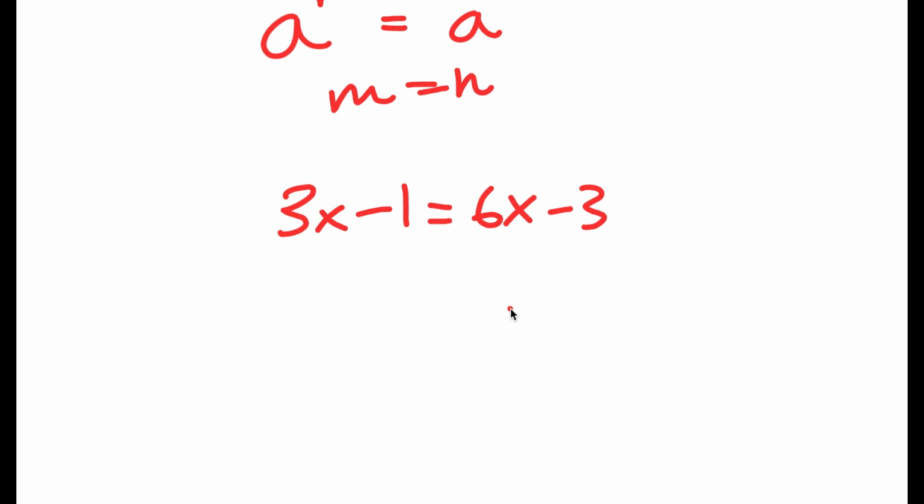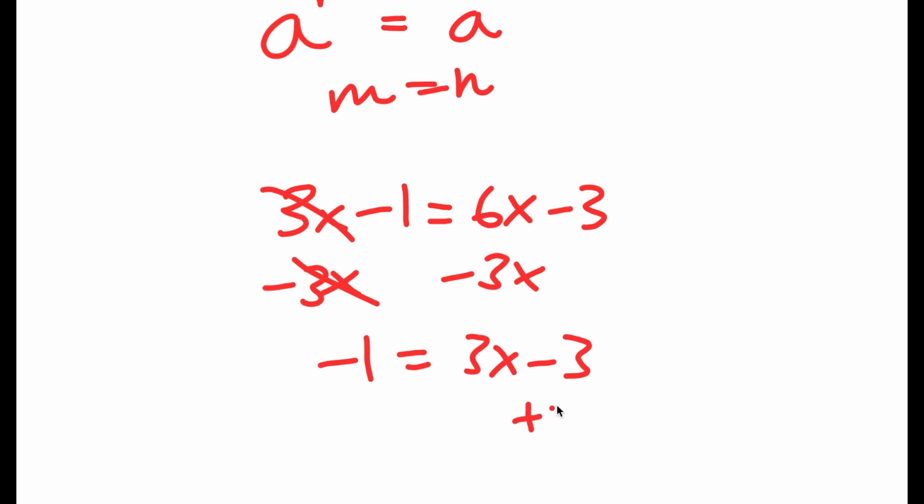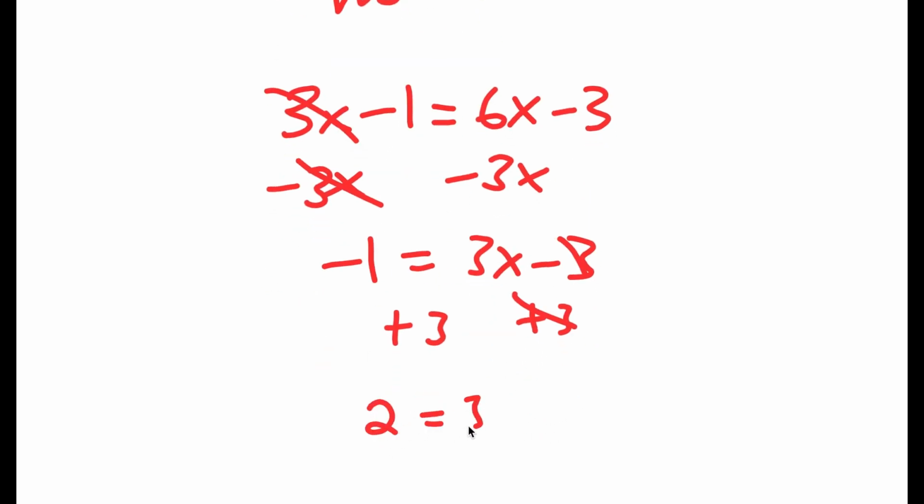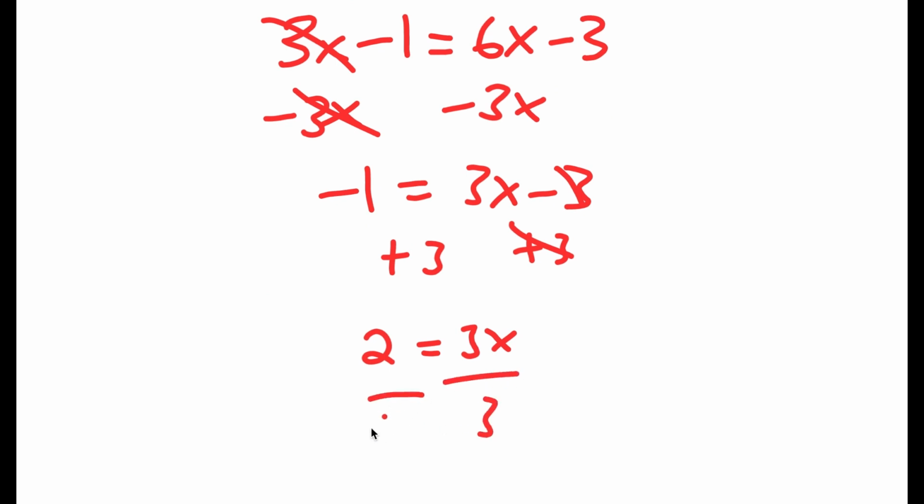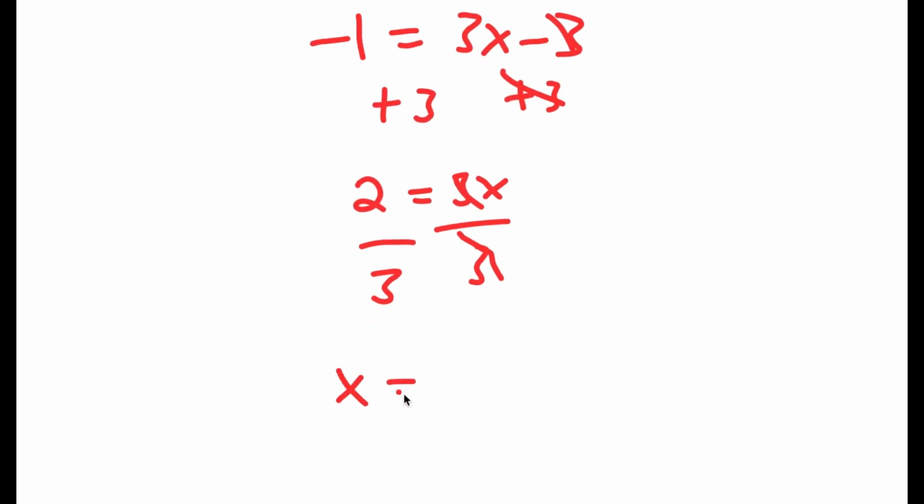So we have a simple equation here. And to solve this, I'm going to first start by subtracting 3x on both sides. So I get negative 1 is equal to 3x minus 3. If I add 3, I get 2 is equal to 3x, meaning x is equal to 2 over 3.